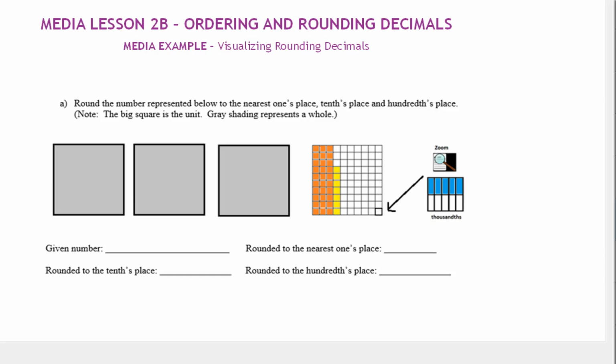Now we are going to begin to learn about rounding decimals. In this first example, we're going to visualize rounding decimals. If you haven't already, make sure you read the paragraph in your media lesson packet that describes rounding decimals above this problem. So basically, rounding a decimal means to approximate it with a number close in value.